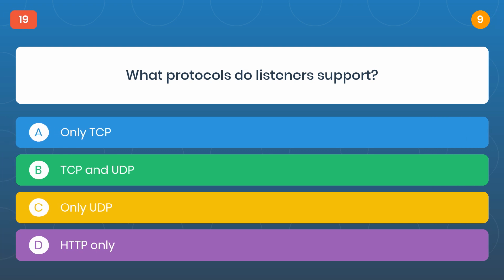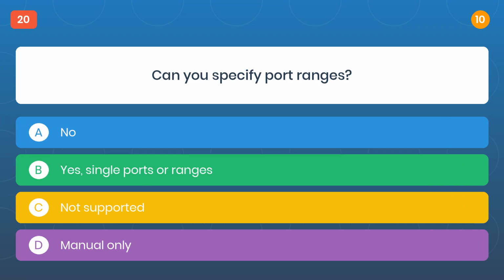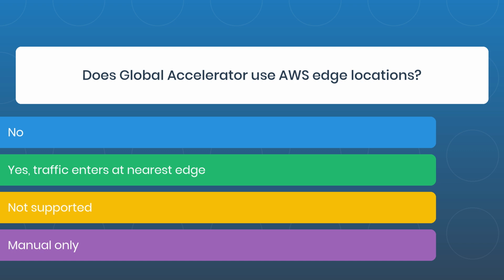Question 19. What protocols do listeners support? The correct answer is B, TCP and UDP. Question 20. Can you specify port ranges? The correct answer is B, yes, single ports or ranges.